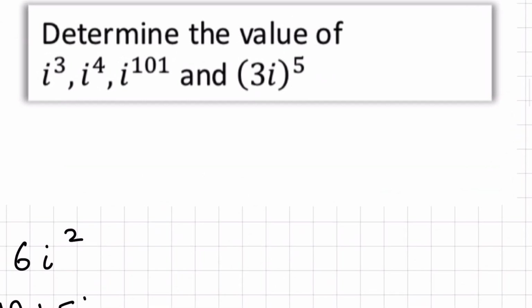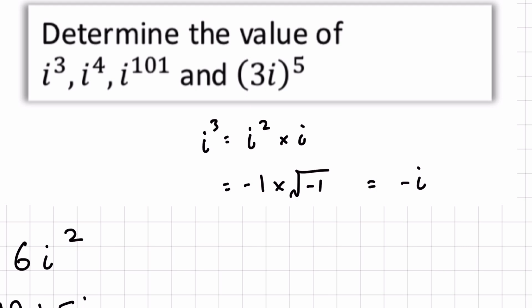Determine the value of i cubed, i to the 4, i to the power of 101, and 3i to the power of 5. So we looked at it earlier where, well, i cubed is i squared times i, and i squared is -1 times the square root of -1. So you're left with -i for that one there. i to the 4, I've shown it earlier, is i squared times i squared. -1 times -1, so that gets us +1.